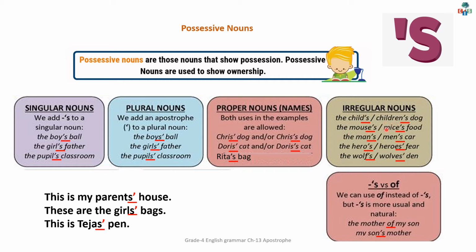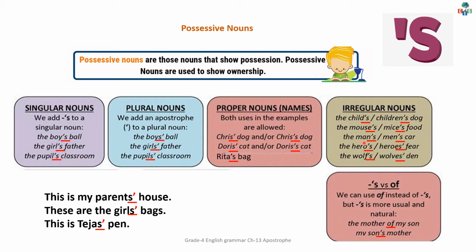The mouse's food. The food of a mouse. One mouse we are talking about. So at that time you will insert an apostrophe mark followed by an S. And if there is more than one mouse, so it will be mice. The mice's food. The food of many mice. So at that time you will insert an apostrophe mark followed by an S after the noun mice.